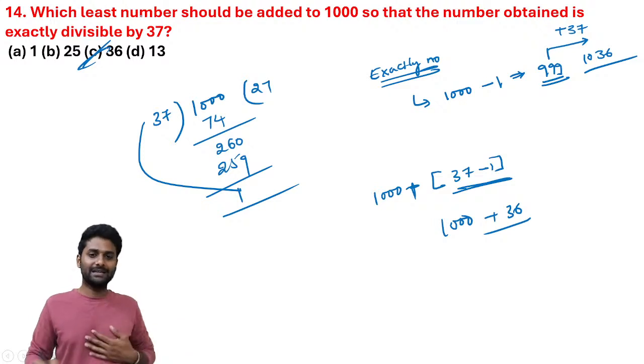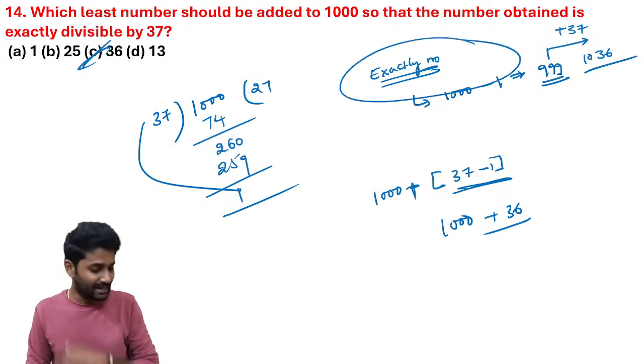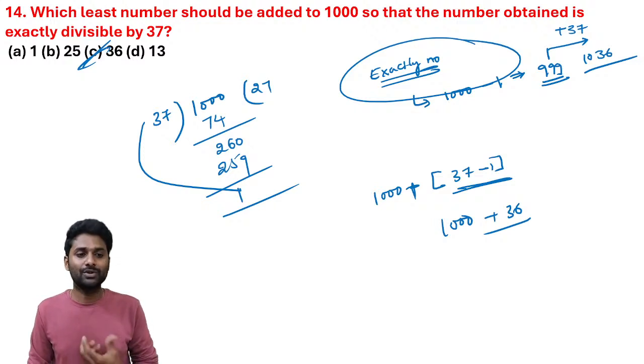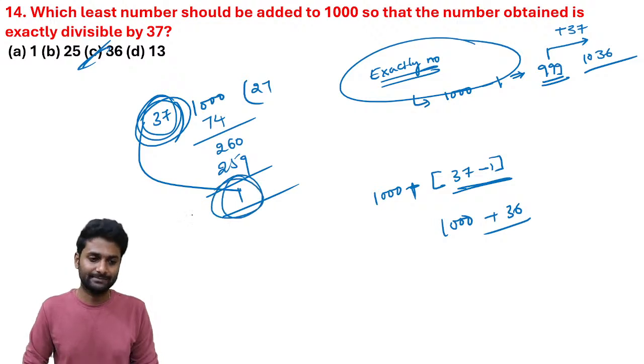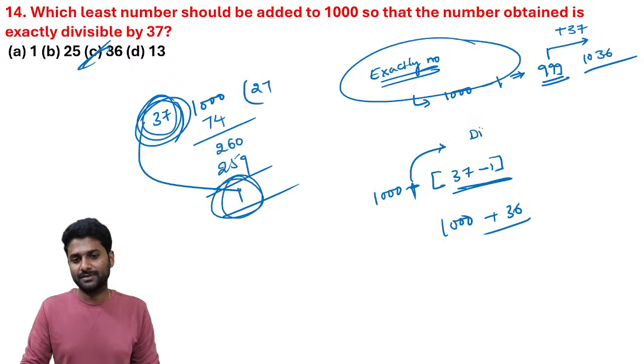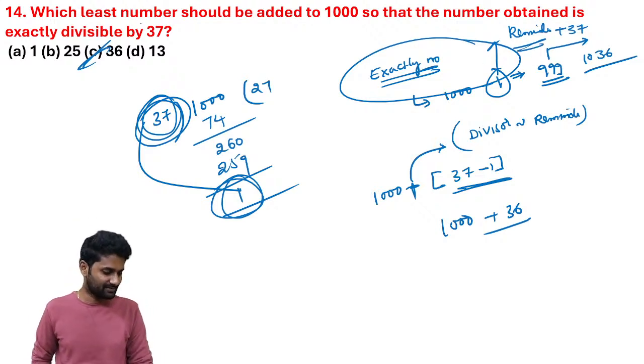If you want to subtract it directly, you can subtract that remainder value. If you want to add it, then find the difference between divisor and remainder. If you want to subtract it directly, you can subtract the remainder. Then that number is exactly divisible by 37.